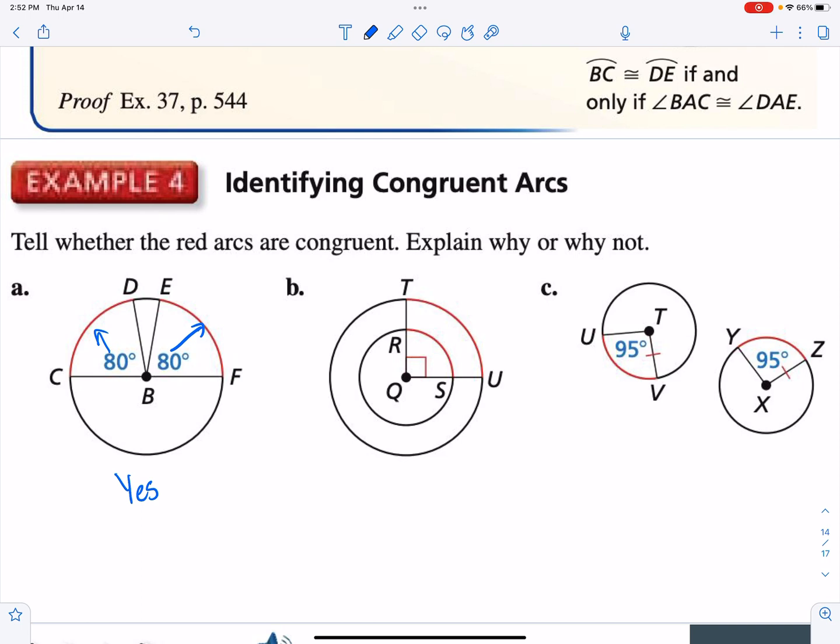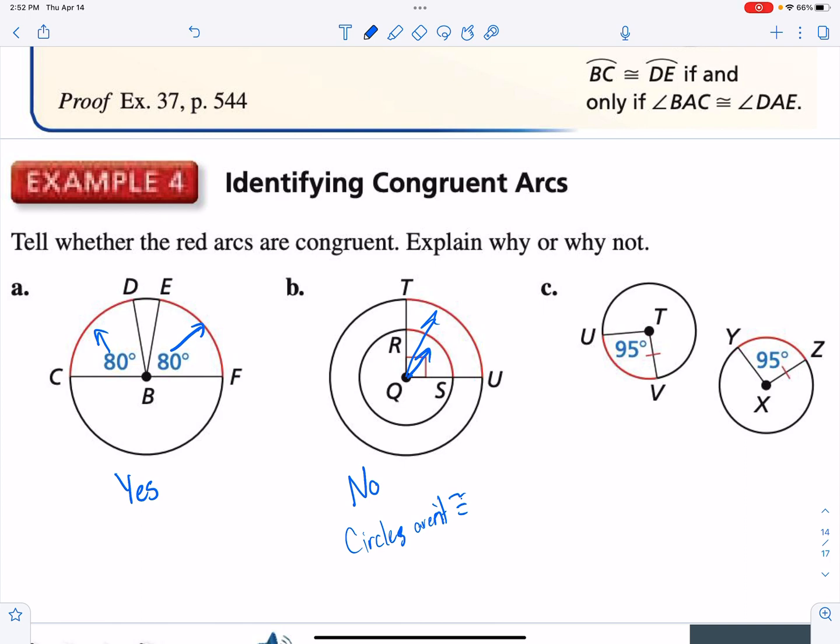Now, this one's trying to be a little tricky. While it's created by the same central angle, the circles themselves are not congruent. You can clearly see that the small circle on the inside should not have the same length as the arc of the big circle on the outside. So this one's no, because your circles aren't congruent.